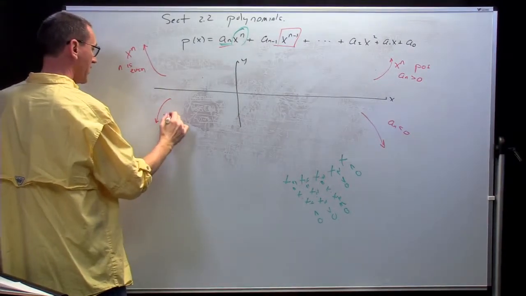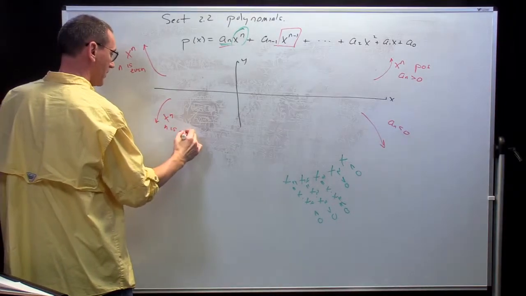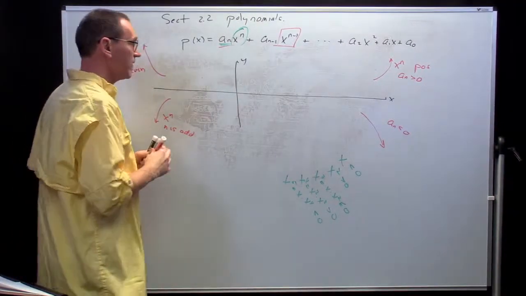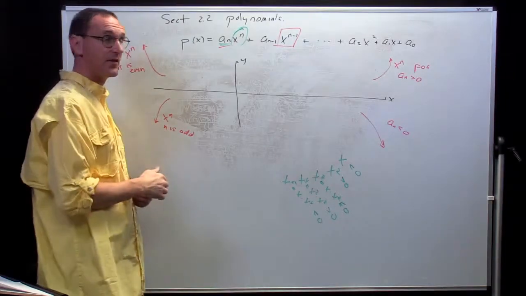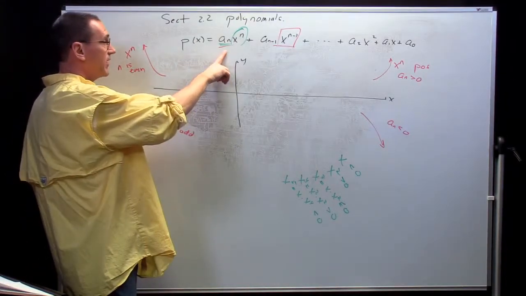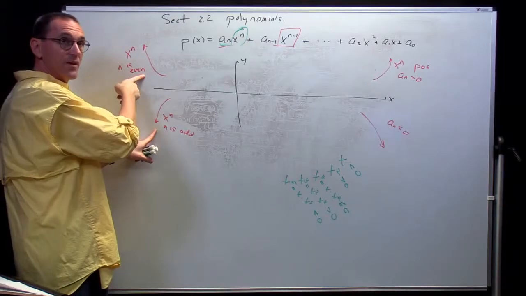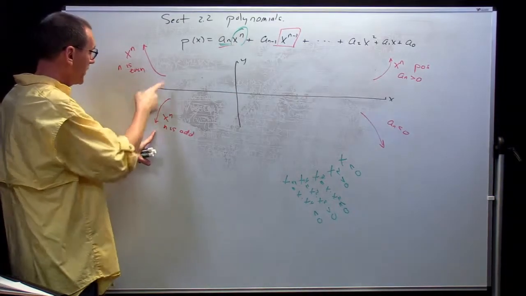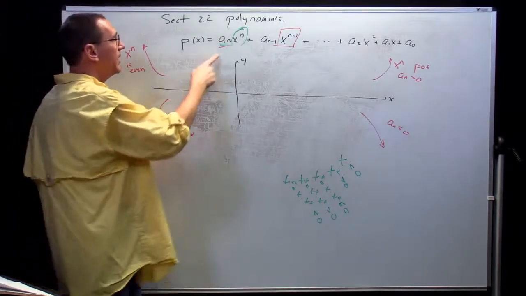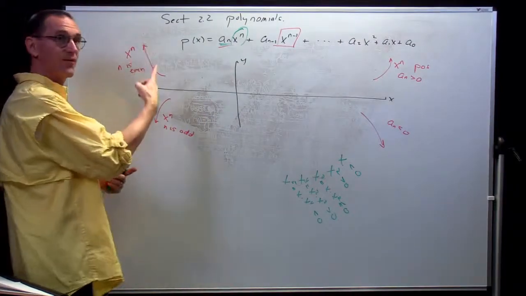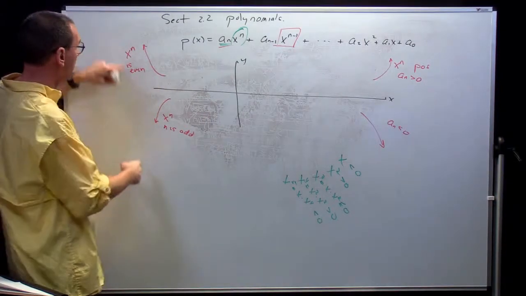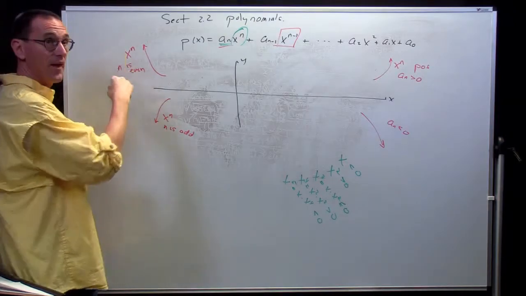If n is odd, x to the n is going to get very, very negative. And then to complicate matters, if an is positive, I get exactly this situation. Right? I'm going to have positive times positive or positive times negative. If an is negative, everything flips. Okay? And so then I'll have everything coming up that way.